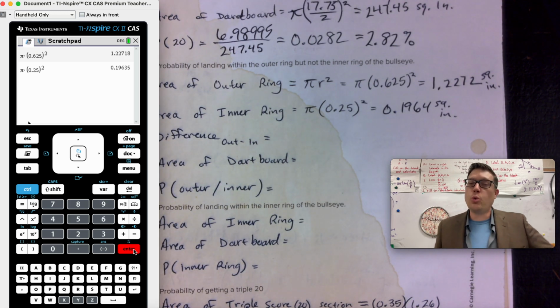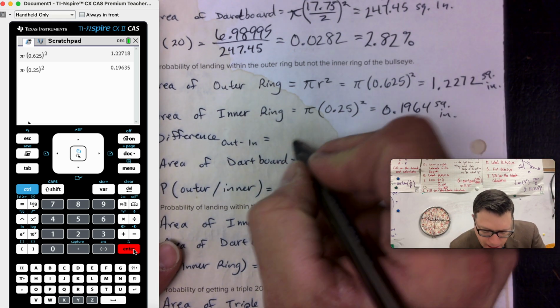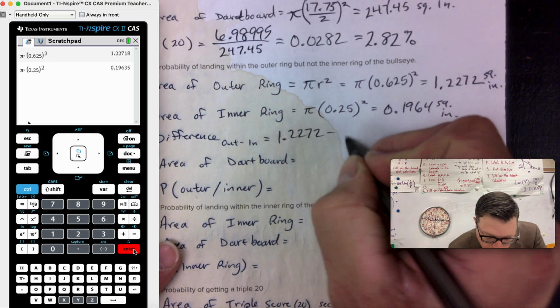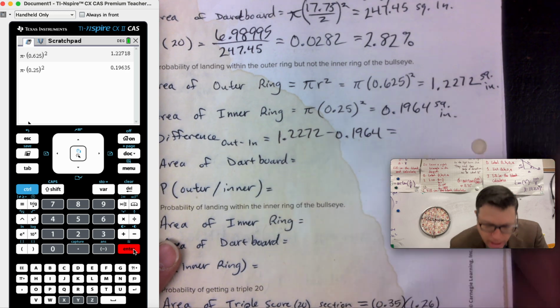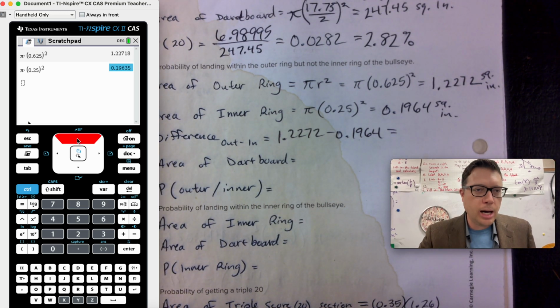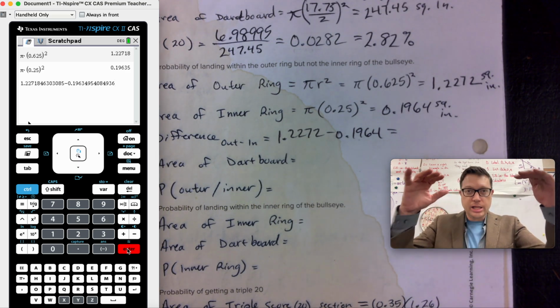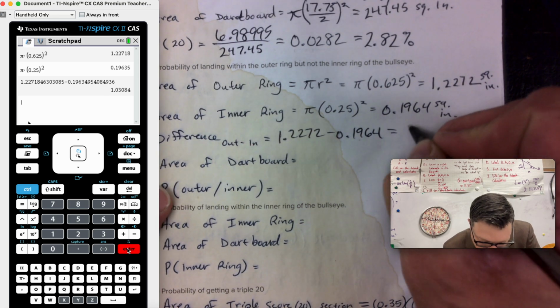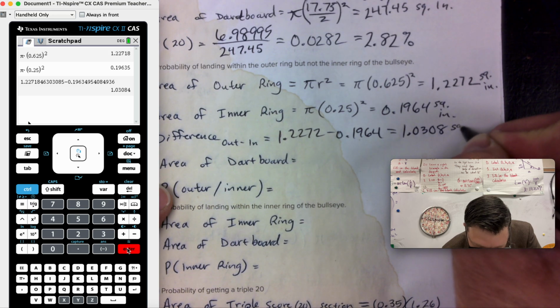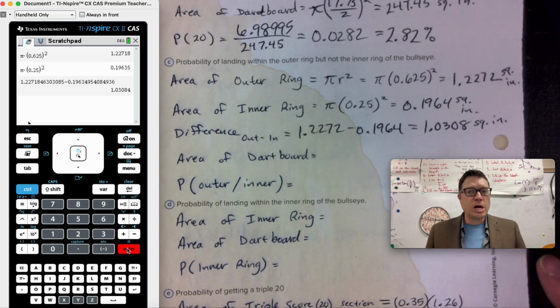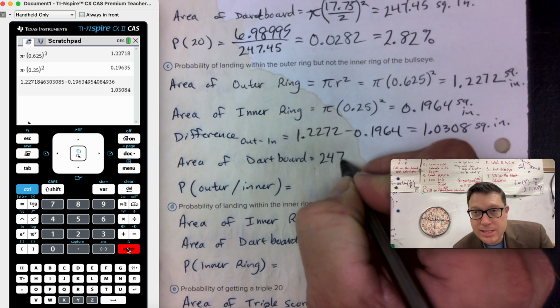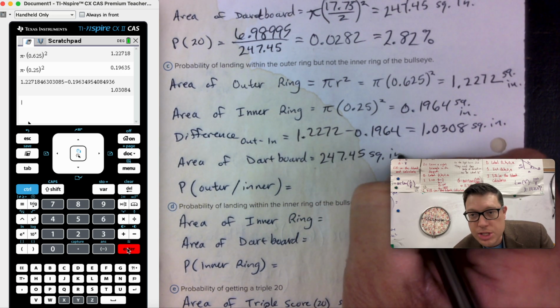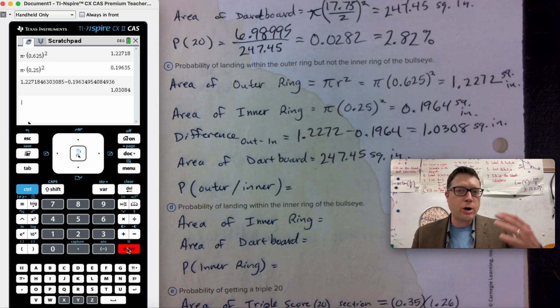The difference between them is subtracting these two amounts. So 1.2272 minus 0.1964. And if I just use the yellow calculator, that's up, up, up, enter, minus, up, enter. So it's the outer area that we calculated on the top minus the inner area on the bottom. And when I subtract them, I get an area of 1.0308 square inches. Our total area of the dartboard hasn't changed. It's still 247.45 square inches.